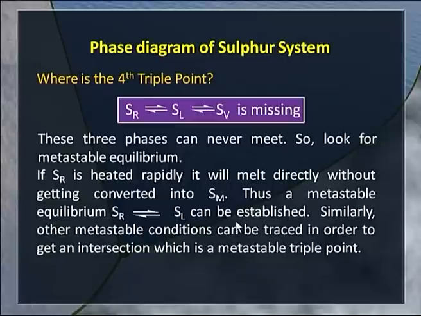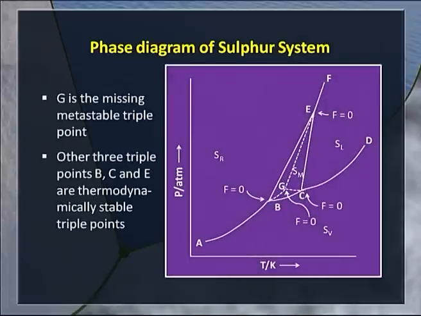Similarly, the other 2 metastable equilibria can be made and traced so as to get an intersection of 3 metastable equilibrium curves at point G. 1, this is the metastable curve at which rhombic gets directly converted into liquid, and you have a metastable part here which is the extension of the sublimation curve of rhombic sulfur, and you have the extension of the vapor pressure curve of liquid sulfur. The 3 will intersect at the point G, which gives us a triple point, but this triple point is different from the other 3 triple points. These 3, BCE, are stable thermodynamically, whereas G is a metastable triple point.